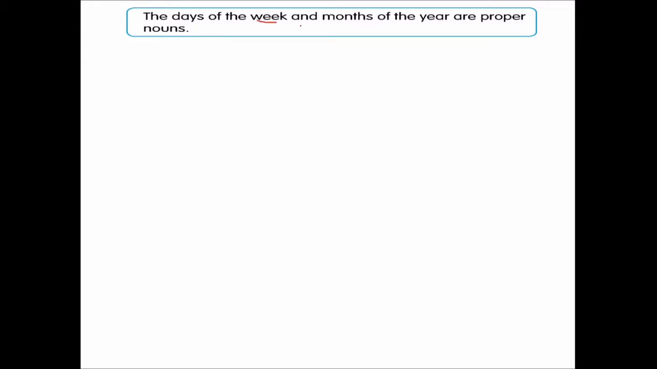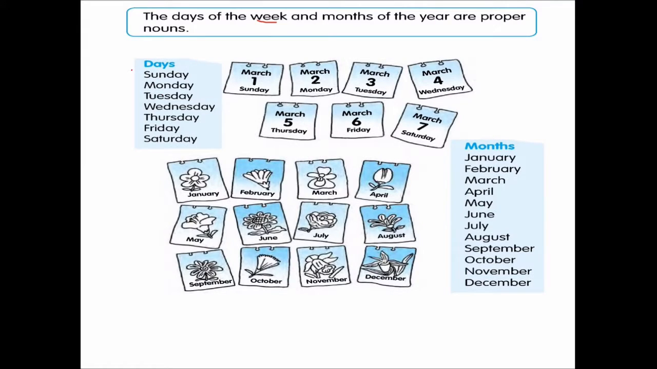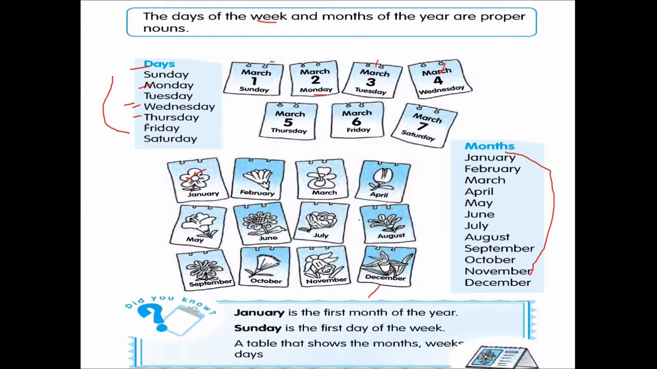The days of the week and months of the year are also proper nouns, like all days from Sunday, Monday, Tuesday, Wednesday, Thursday, Friday till Saturday. January till December, Sunday till Saturday, all these are proper nouns. Just to know, January is the first month of the year, Sunday is the first day of the week. A table shows the months and days of the week.